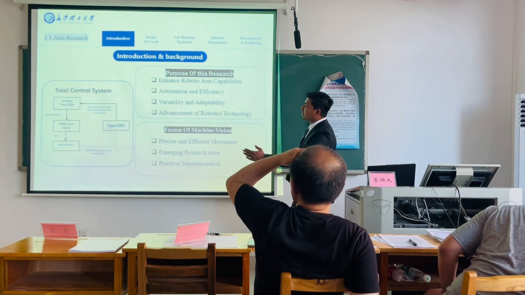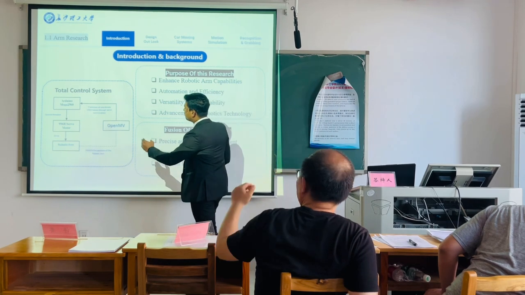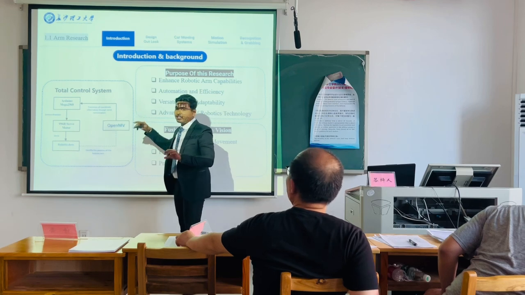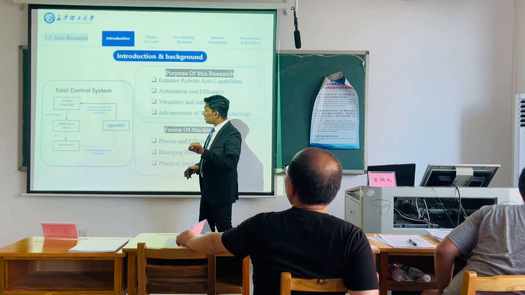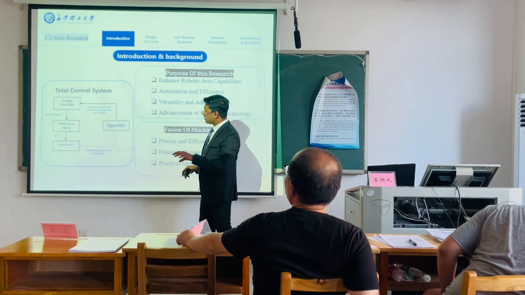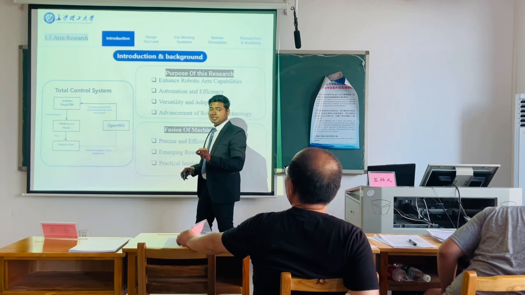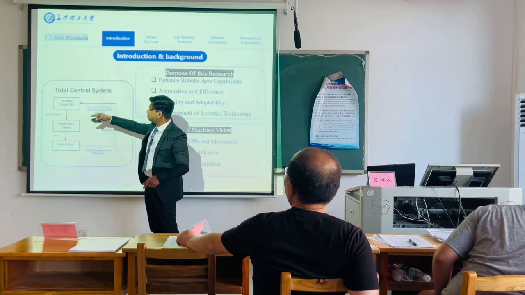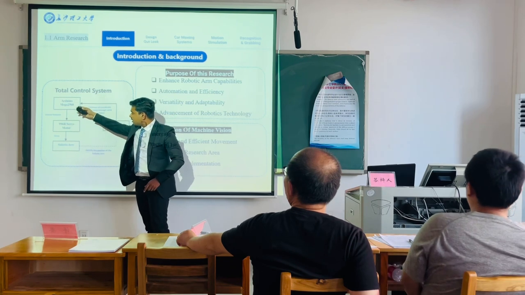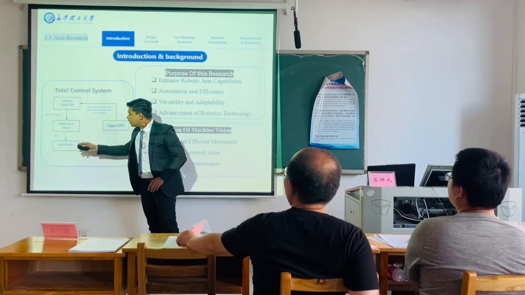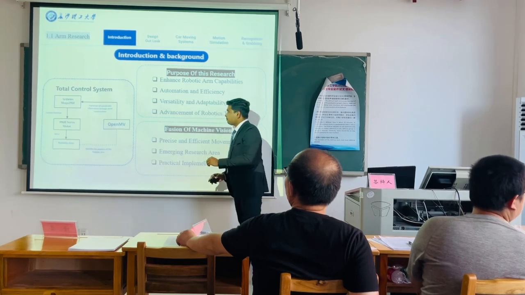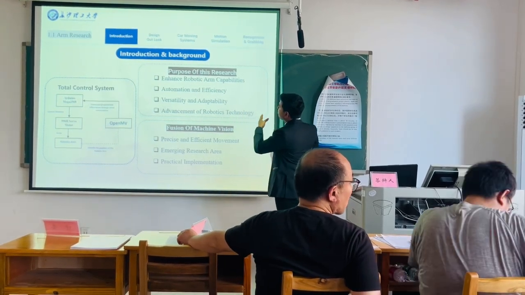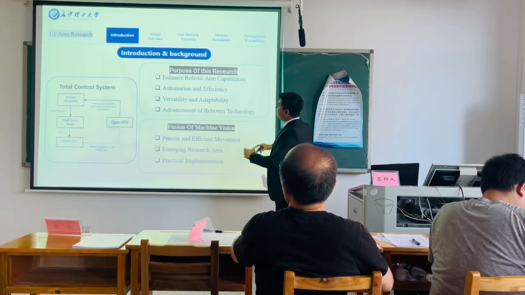The main idea of this project is, I choose an OpenMV to take the picture, image grabbing, and then it will send the information to Arduino as the main controller, and then they will pass the information to the servo, and my robotic arm will work. The purpose of this research is to enhance robotic arm capability, automation, and efficiency.